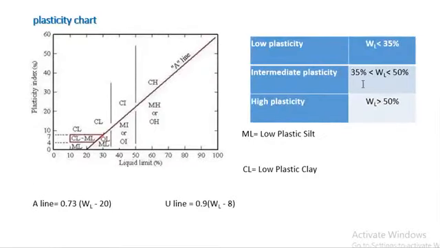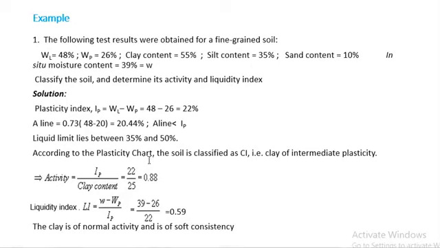As you can see here, if the WL lies between 35 to 50, then it's intermediate, and this is the A line. If the IP lies above the A line, then it's clay, so it's CI. Activity means IP by clay content. IP is equal to 22 and clay content 25, so 0.88.